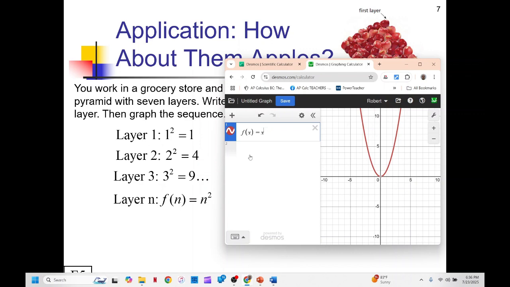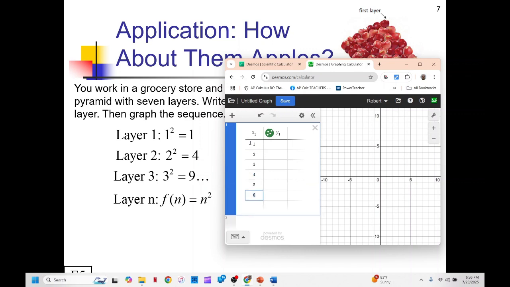So to do this, we're instead going to use a table. So I'm going to do the little plus and do a table, and the benefit of using a table is I can get individual points. So for my x's, I'm just going to do 1, 2, and I can auto-complete that all the way to 7, or as far as I want to go.